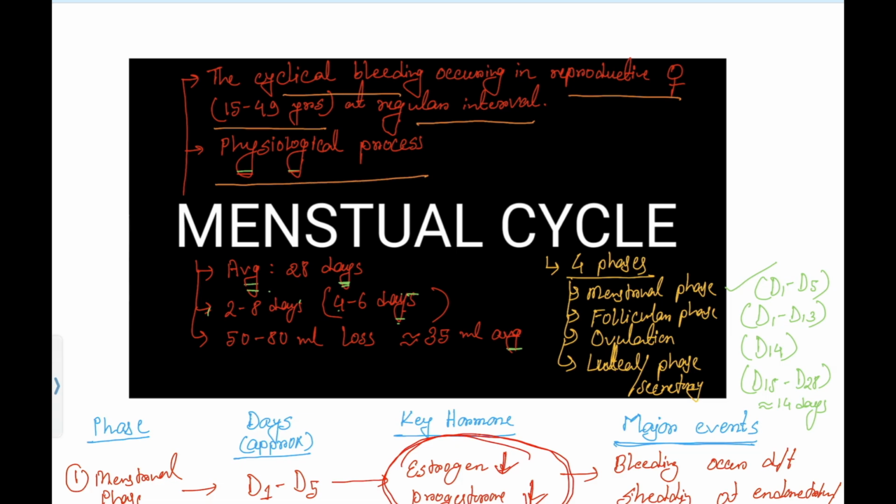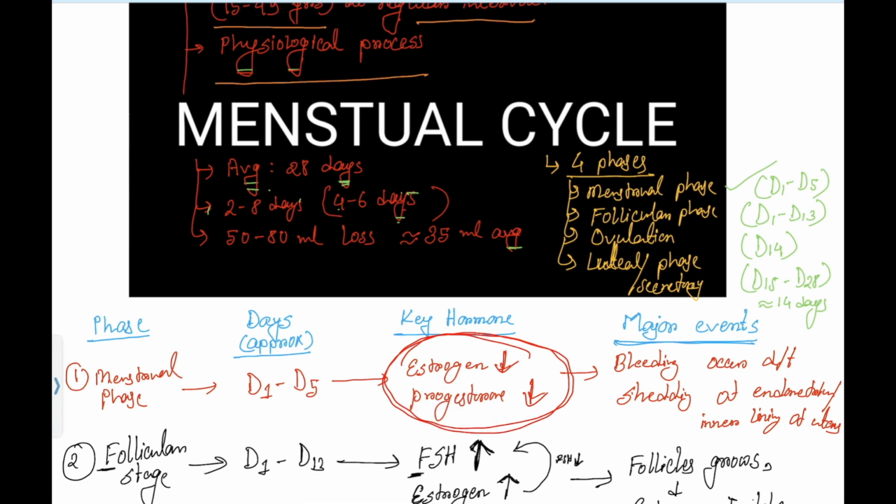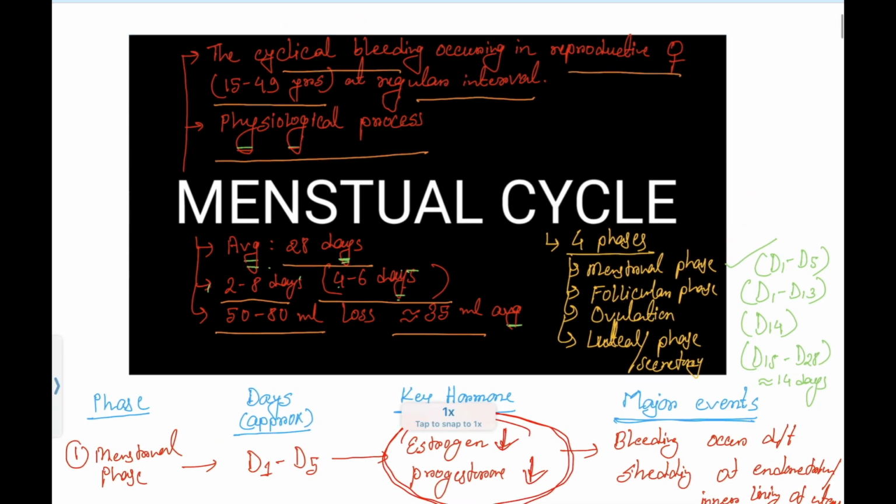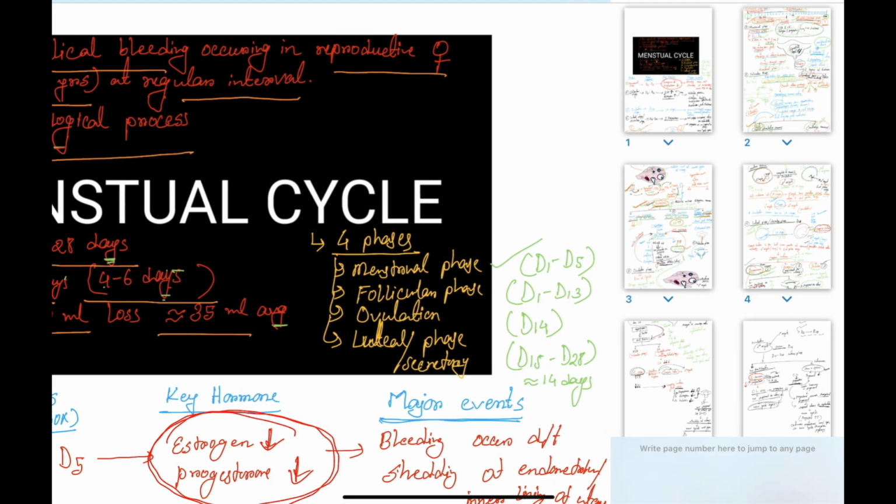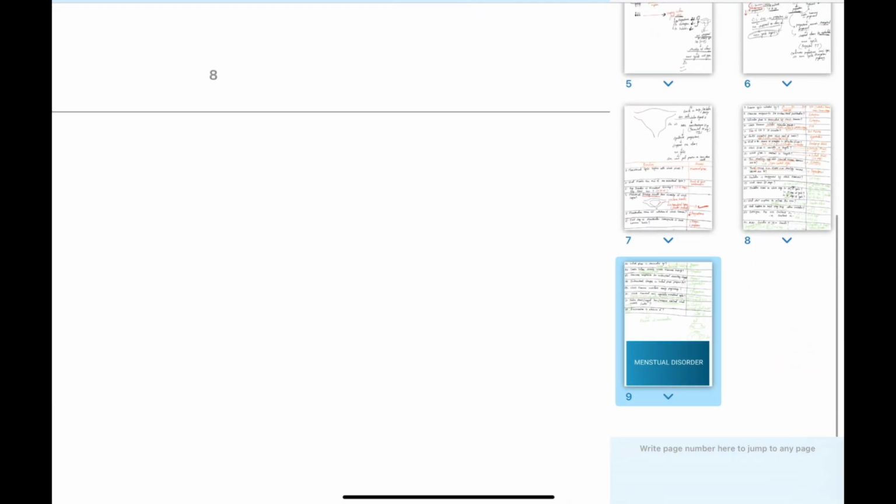Okay, so the menstrual cycle on an average is 28 days, and the first phase is the menstruation phase, that is the bleeding phase, and it stays for 2 to 8 days, on an average 4 to 6 days. And the blood loss during this menstrual phase, we said, is 50 to 80 ml, on an average 35 ml. So we have discussed all the phases one by one in detail, and today we will be discussing the menstrual disorders.